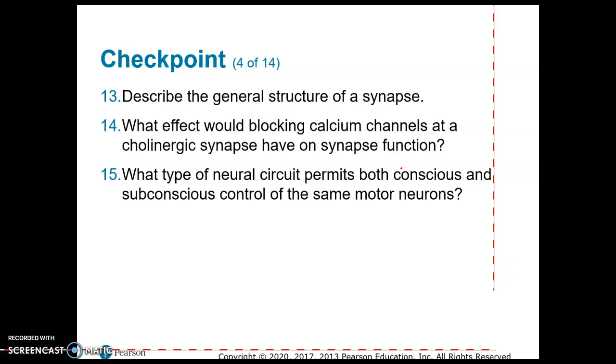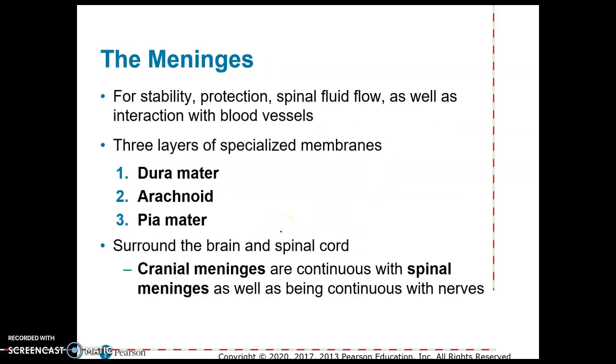So if we blocked calcium channels, remember it was calcium that led to a muscle contraction. The neurotransmitter acetylcholine led to the release of calcium from the muscle, and that led to the muscle contraction. And so if we blocked calcium, there would be no muscle contraction. Okay, we're going to skip that.